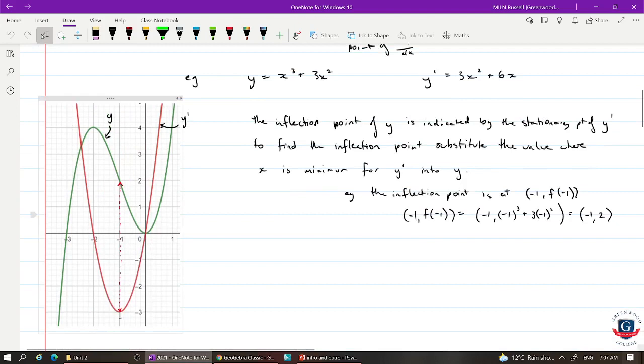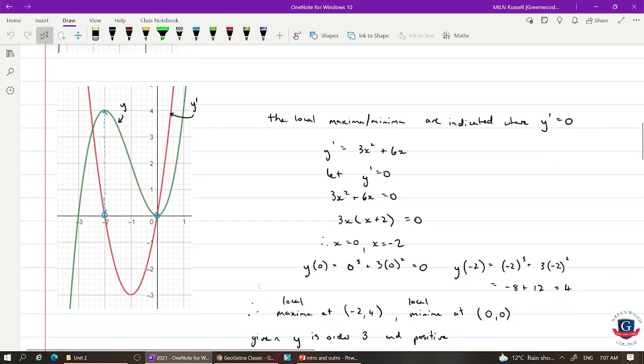The inflection point will indicate the saddle point on the original function. So the turning point on the derivative indicates the point of inflection on the original function. Where the gradient is 0 will be indicated by 0 on the derivative graph, which tells us where the stationary points are. That's indicated here. The derivative 0, stationary point. The derivative 0, also stationary point.